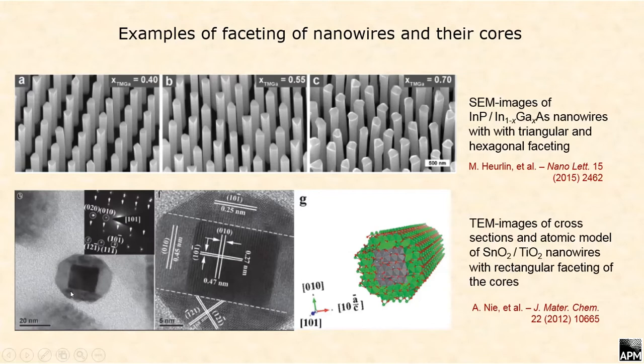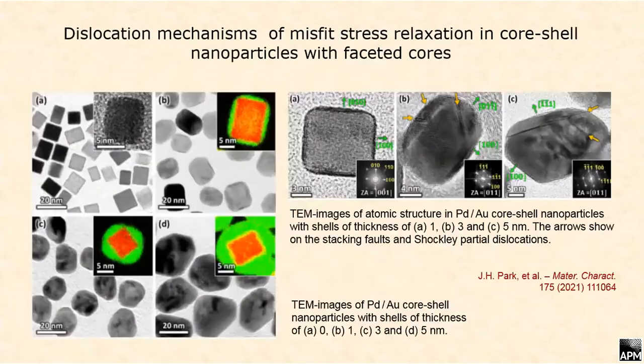Here inside we see the oxide of stannum. This is a dark image. And you see that the cross section is practically square with rather strict edges. And around is almost a circular shell. And here you see some model, an atomic model of this structure. And also here you can see other examples.